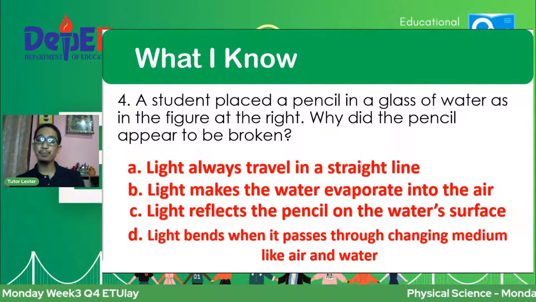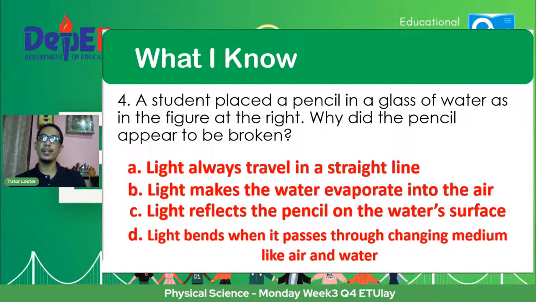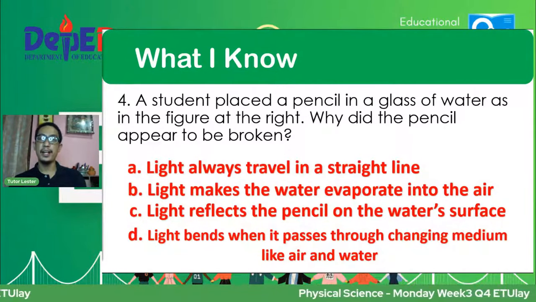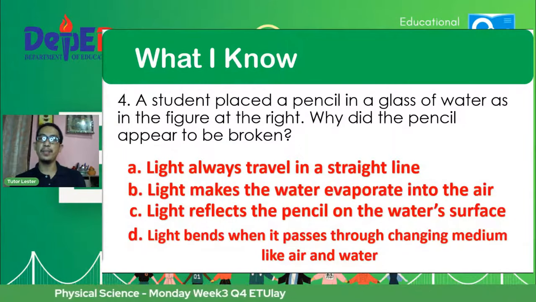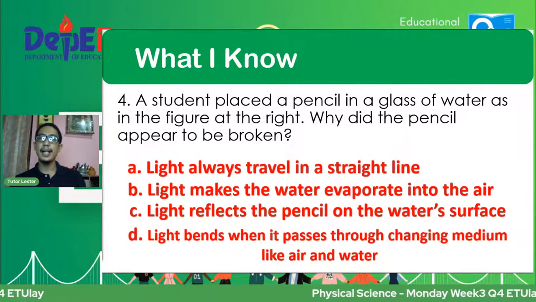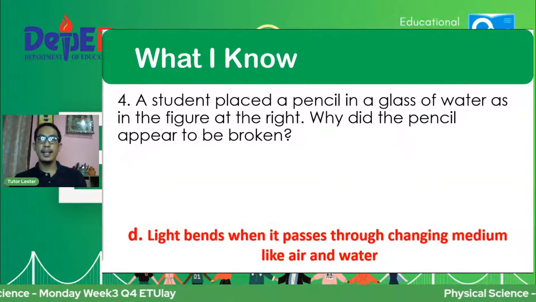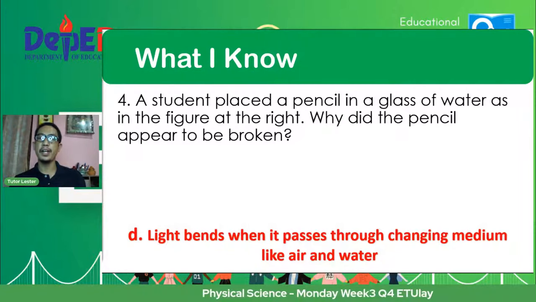Number 4. A student placed a pencil in a glass of water. Why did the pencil appear to be broken? A. Light always travels in a straight line. B. Light makes the water evaporate into the air. C. Light reflects the pencil on the water's surface. D. Light bends when it passes through changing medium like air and water. Tamang sagot po ay letter D. Light bends when it passes through changing medium like air and water.